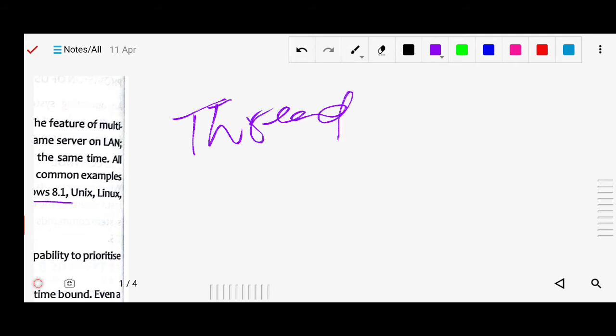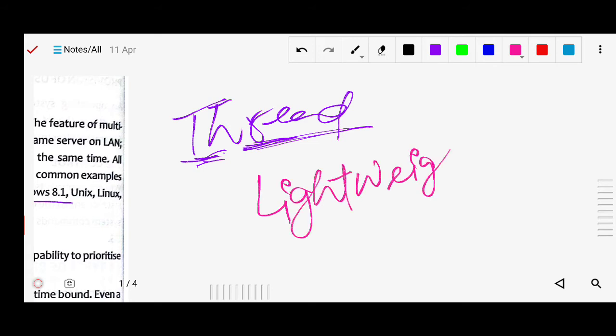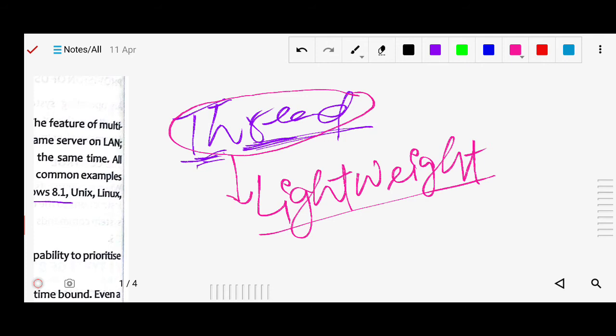What is the meaning of this thread? How will you understand threading? We know thread in the simple sense, but what is its meaning in this operating system? You can use another word for thread: lightweight. Lightweight means a small process, a very light process. So firstly, understand that a thread is also called a lightweight process.